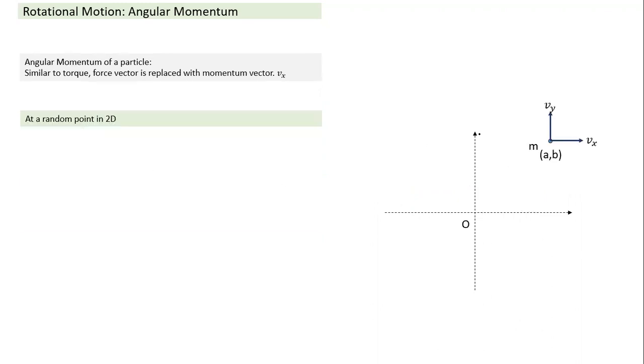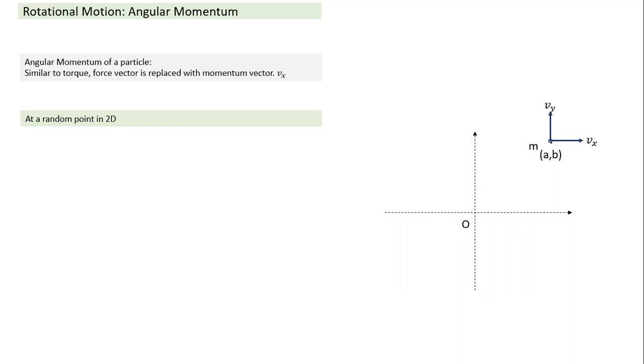Let's take a random point. Suppose there is a particle of mass M here at some coordinate (A, B), and it has velocity in 2D space. We resolve the velocity into two components, Vx and Vy. What is its angular momentum about the origin?